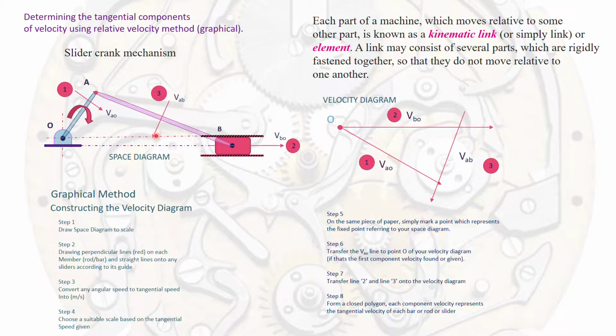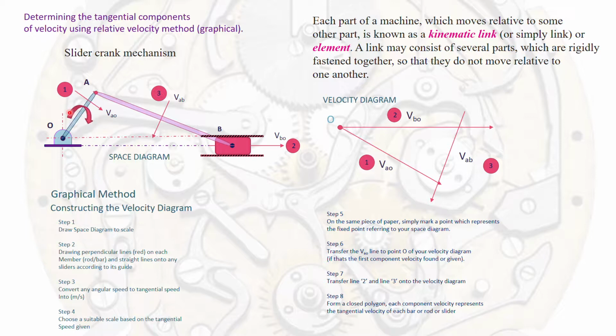Or you don't have to put the arrow first, you just draw the line first, because finally when you draw this diagram here, which we call the velocity diagram, you will be able to determine the direction of VAB. Now step 3, convert any angular speed to tangential speed, that is into meter per second.